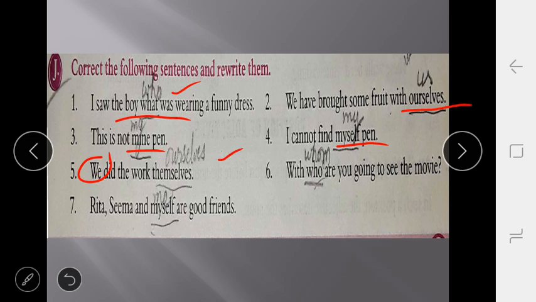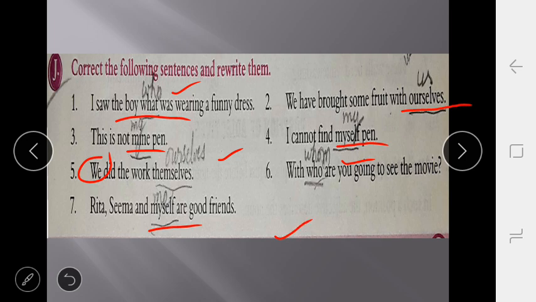In the sixth sentence, with who are you, not who, there we will use whom. We put am after who. With whom are you going to see the movie? Rita, Seema and myself. Again here myself is the wrong option. We put there me. Rita, Seema and me are good friends.